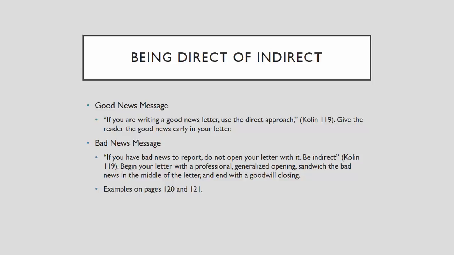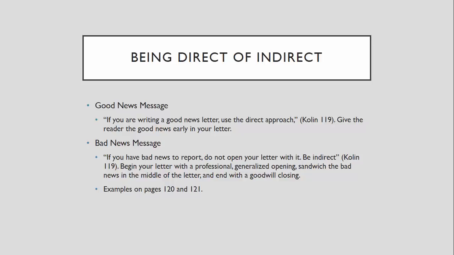However, if it is bad news correspondence and you're having to send a bad news message, or if you're having to tell someone no, that you won't refund their money, whatever the case might be, you do not want to open your letter with the bad news. You want to be indirect in this case. With good news, we want to be direct. We just want to get to the good news as fast as we can. But with the bad news message, we don't want to get to the bad news as fast as we can. We want to be indirect. You want to begin your letter with a professional, generalized opening in that abstract. You want to sandwich the bad news in the middle of the letter, and you want to end with a goodwill closing. This is really important because you will be writing a bad news letter in this class.